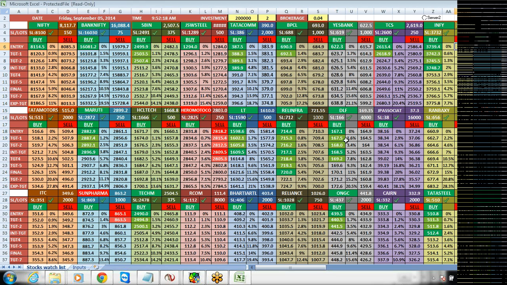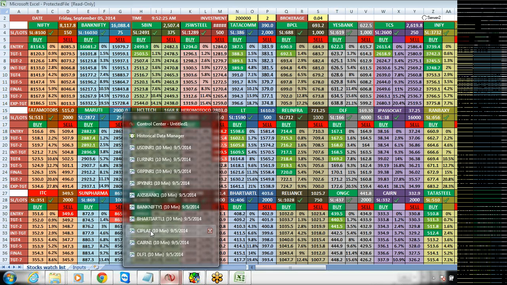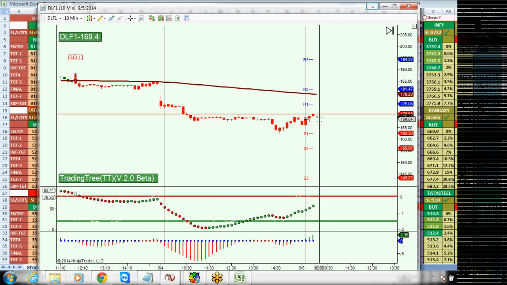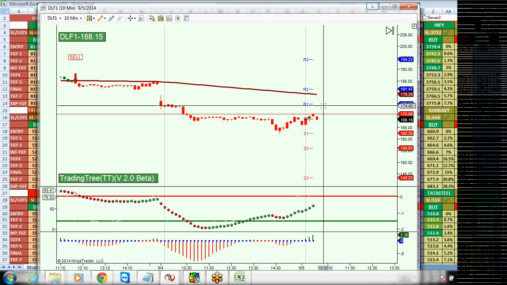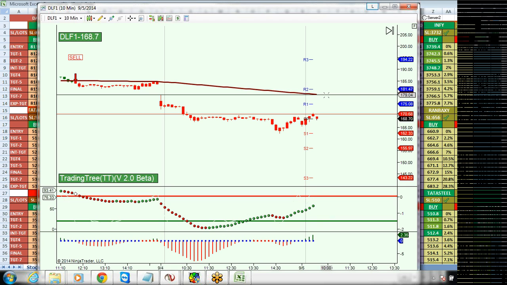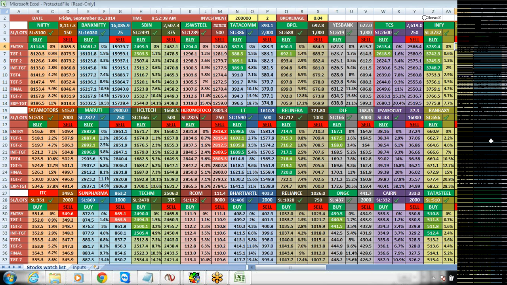The buy call has already made its target levels, but here I will still wait for DLF because I know that there should be a buy call here in DLF in some time. As soon as we get the buy call here, it can go up to R1 of this brown line. In that case, DLF can go up to expanding targets also. That is the way we can trade also.